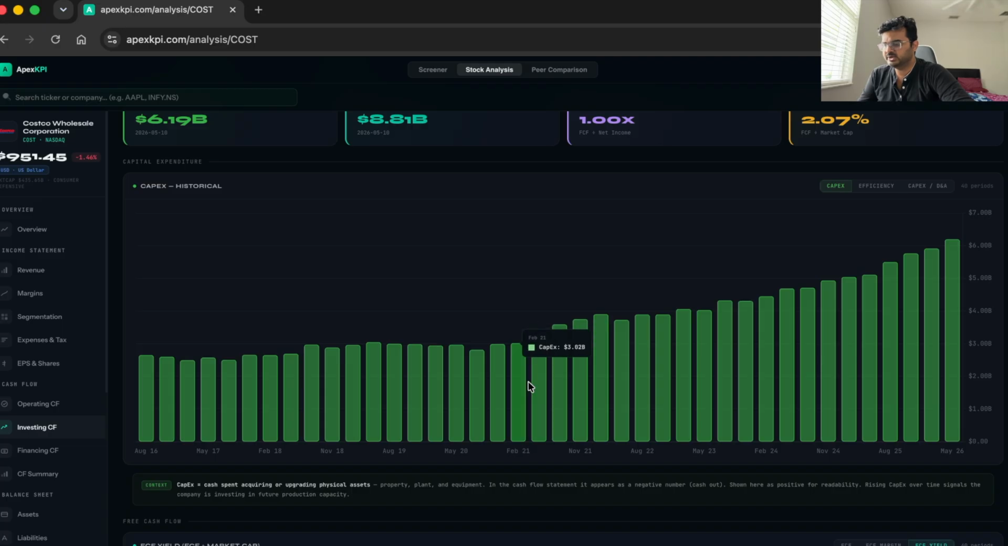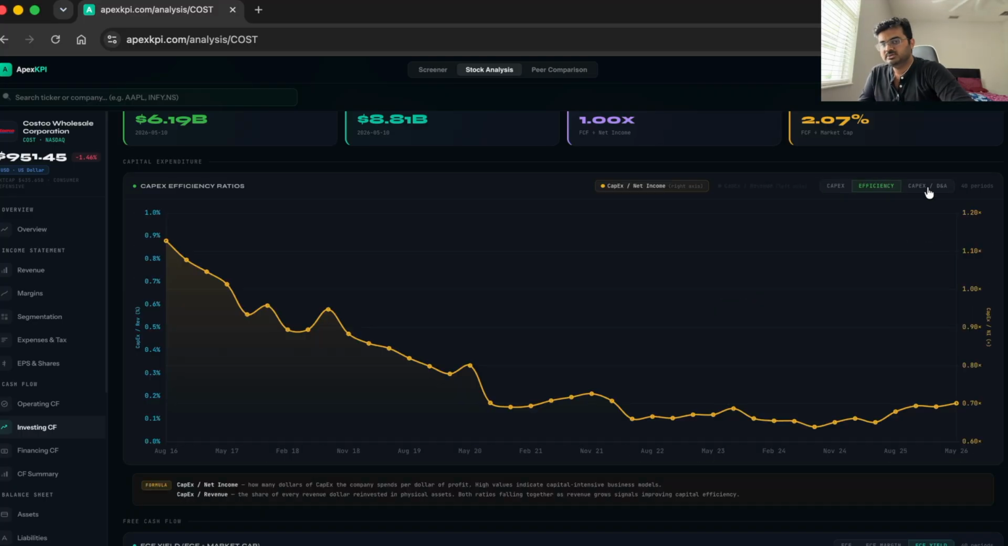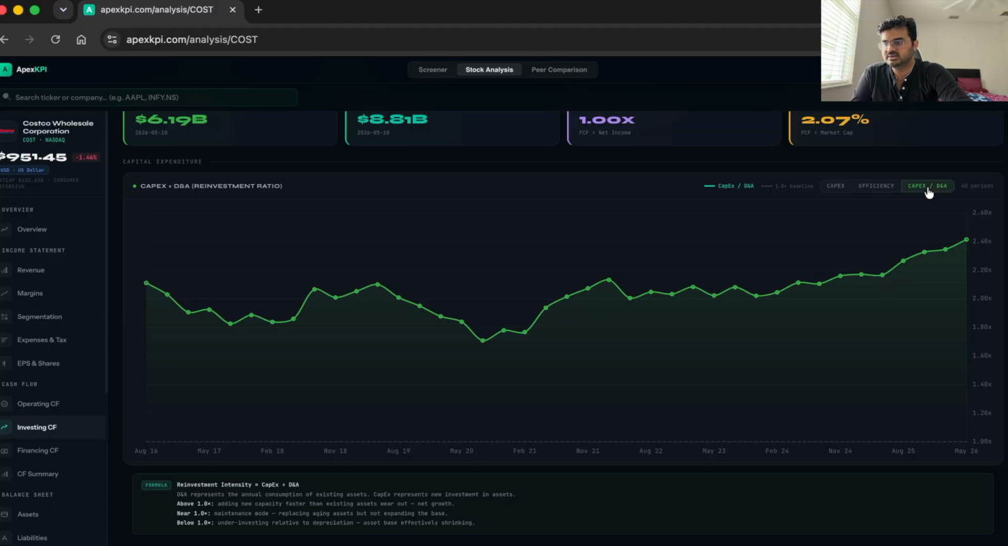But then from 2020, I think post COVID, the capital expenditure of Costco is gradually rising. And in the most recent trailing 12 months, they have spent $6.19 billion in capital expenditure. And the third information I want from CapEx is CapEx by depreciation and amortization ratio.